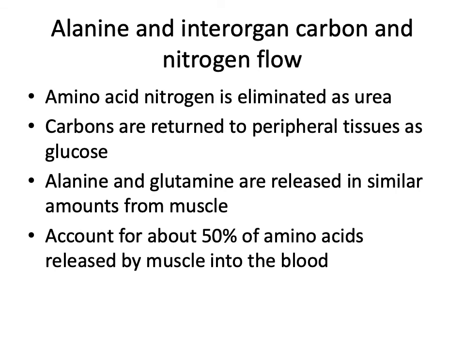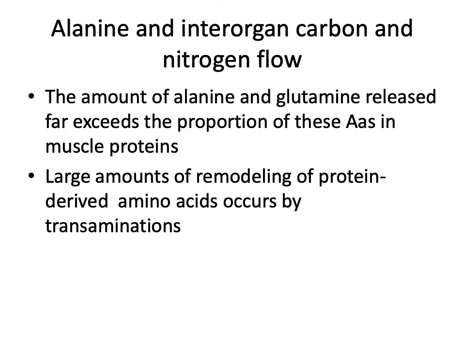Now, alanine and glutamine are responsible for the majority of amino acid movement in the bloodstream. And so they account for about 50% of amino acids released by muscle into the blood. So the amount of alanine and glutamine released far exceeds the proportion of these amino acids in muscle proteins. So there's a large amount of remodeling of protein-derived amino acids, and they occur by these transamination reactions.